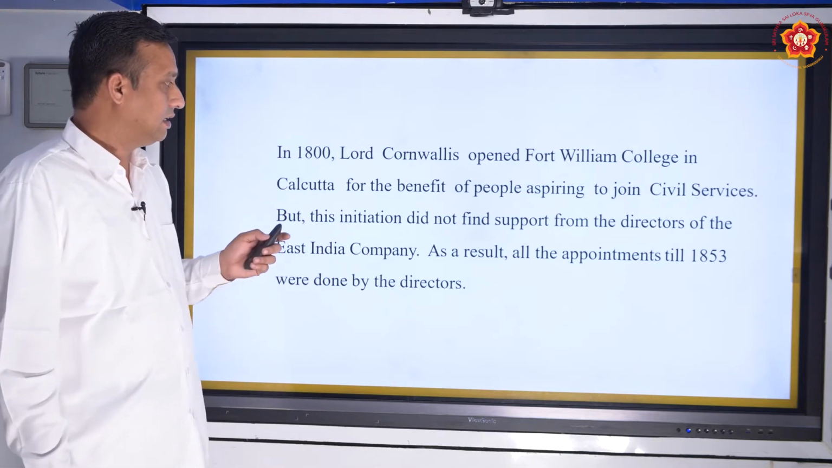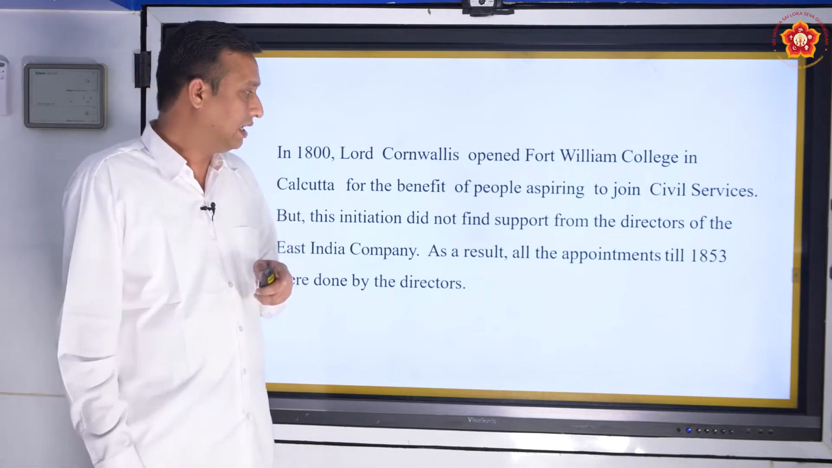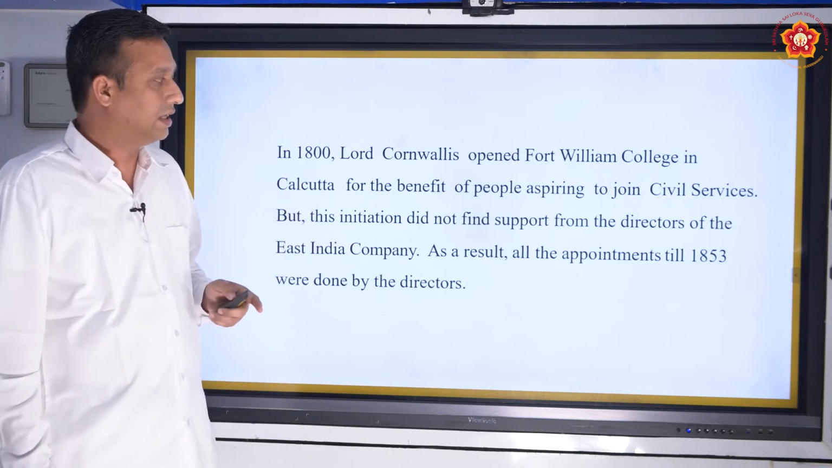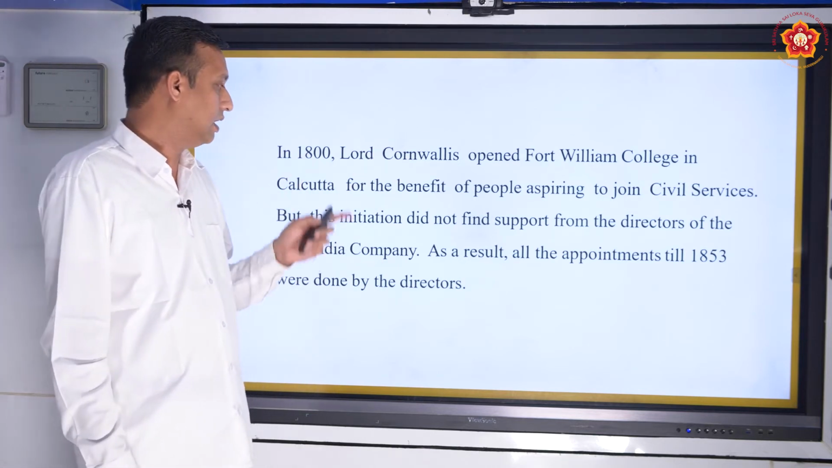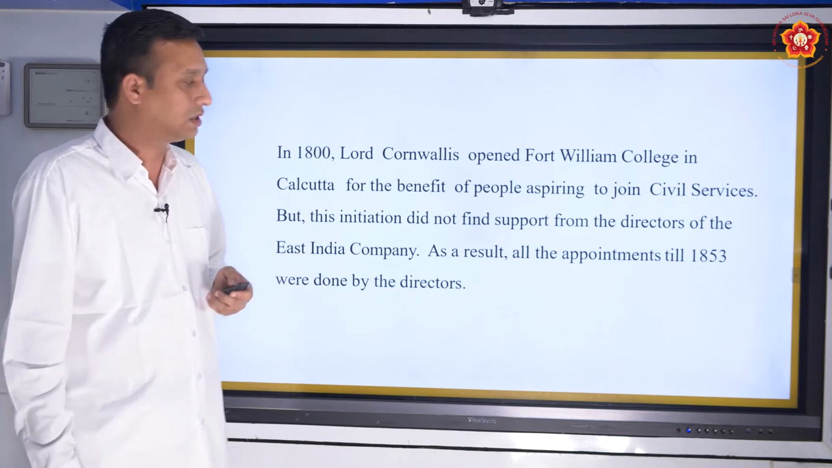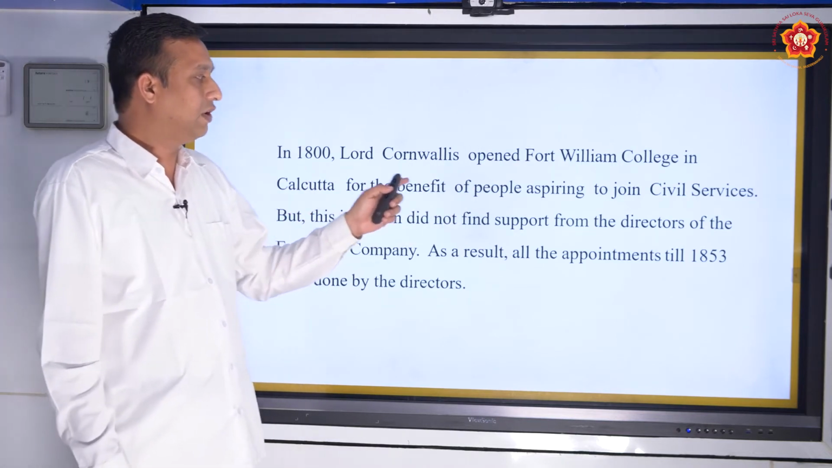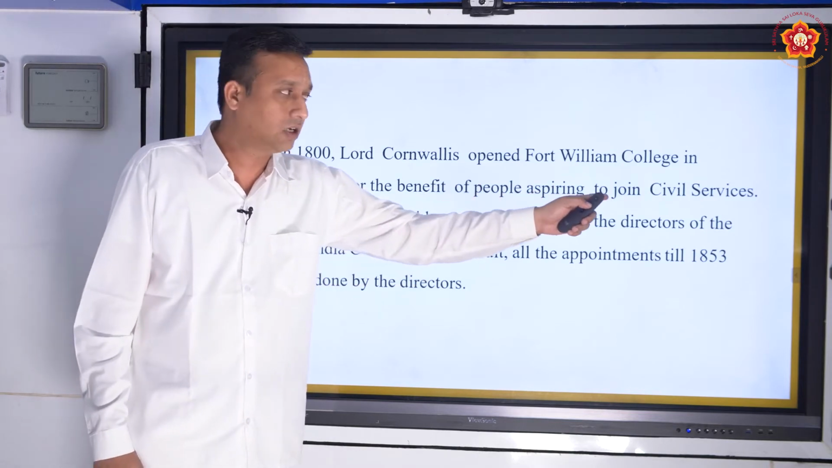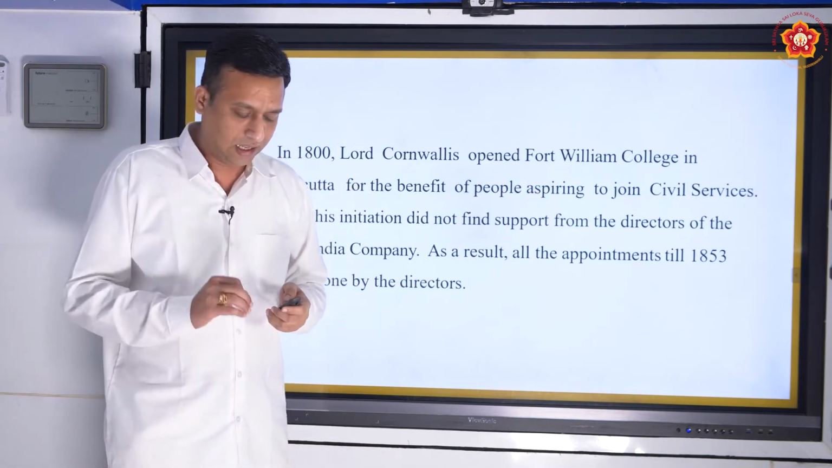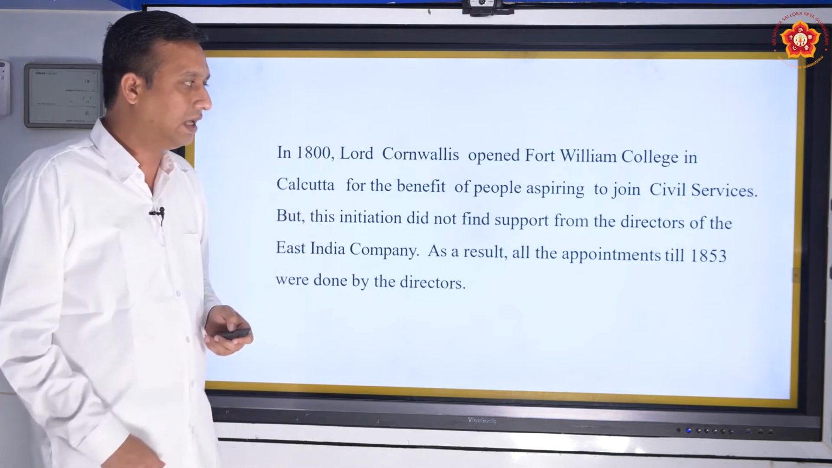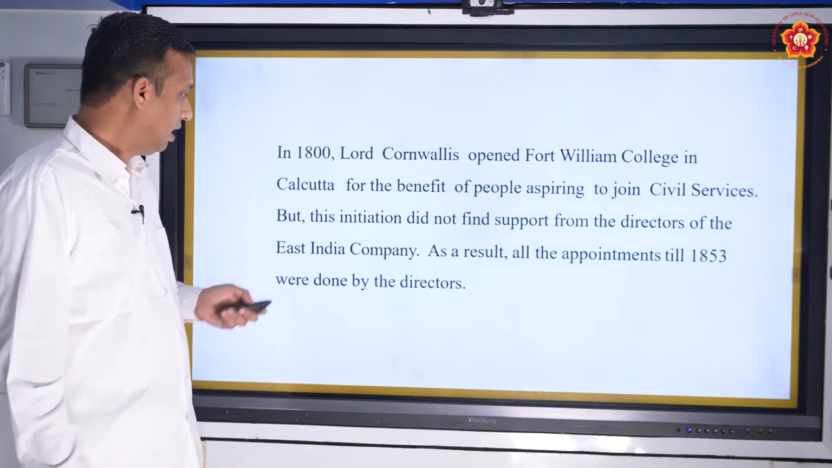In the year 1800, now we are in the year 2020, Lord Cornwallis opened Fort William College in Calcutta. Today it is called Kolkata. Fort William College. Why was it opened? It was for the benefit of people aspiring to join the civil service. Today what you call the IAS exam was called the civil service, ICS.